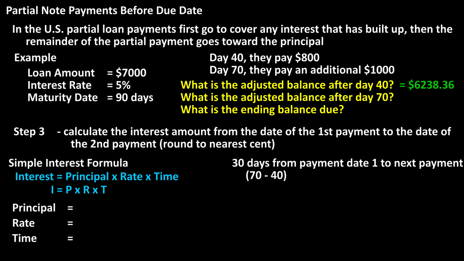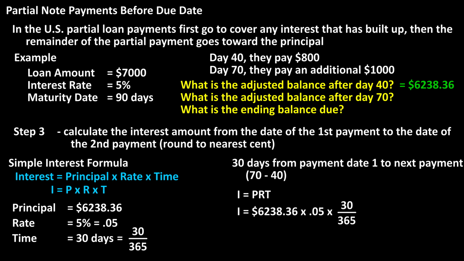Using our simple interest formula, the new principal is the adjusted balance after the first payment, which we calculated to be $6,238.36. The rate is still 5%, or 0.05, and the time will be 30 days, which is 30 over 365. Plugging into the formula, we have $6,238.36 times 0.05 times 30 over 365, which calculates to $25.64 rounded off. And this is the interest that accumulated over the 30 days since the first payment. And step 3 is complete.